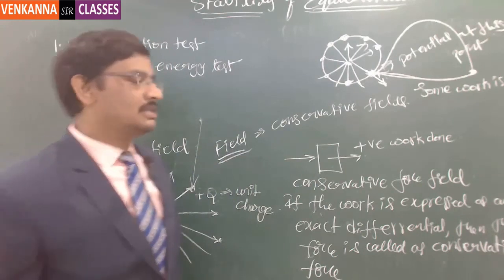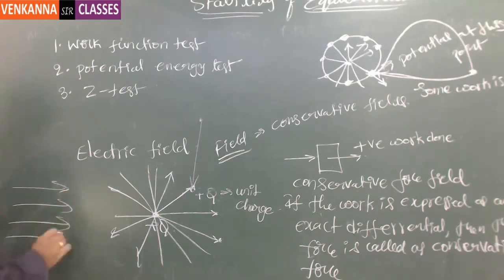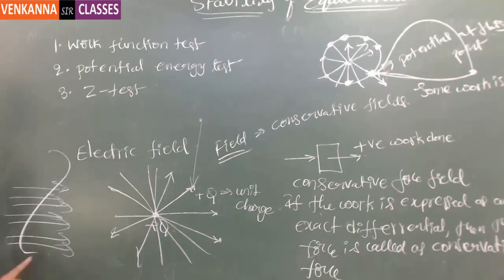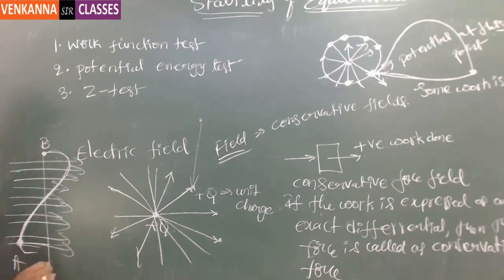Why? Because, suppose I give a different example. Let us say there is a force like this. So this is the force field. And I have taken a path like this, and then I have moved this charged particle from here to here under the influence of this force. Now this is point A and this is point B. So essentially from A to B I have traveled in the direction of the force.